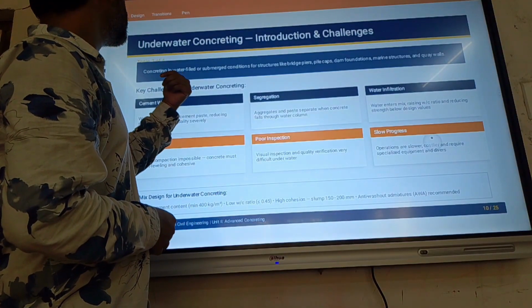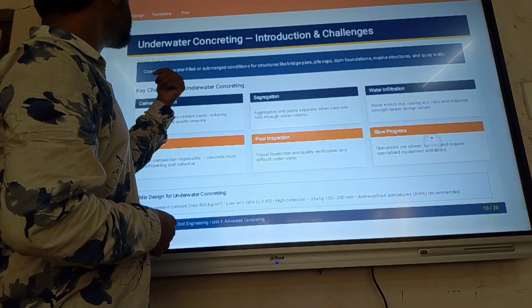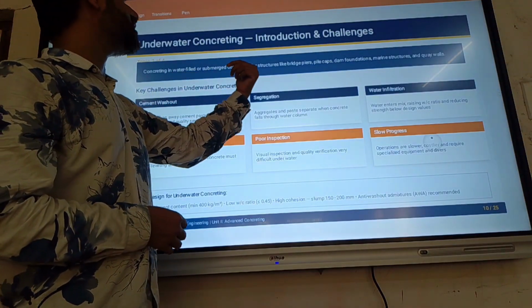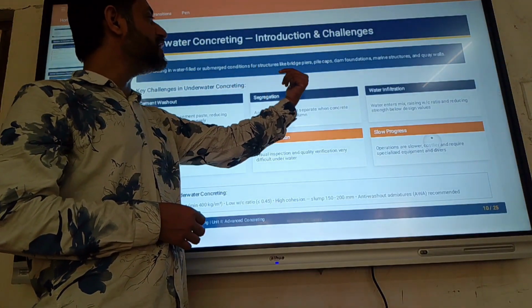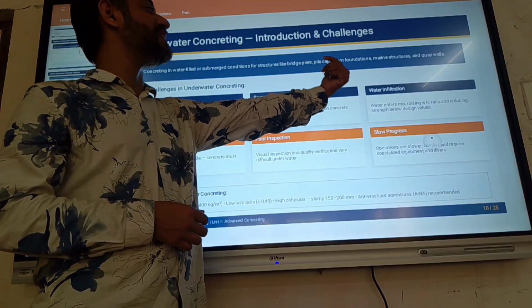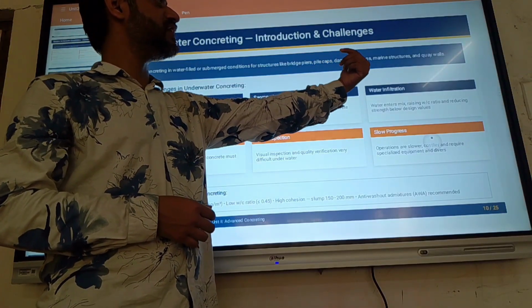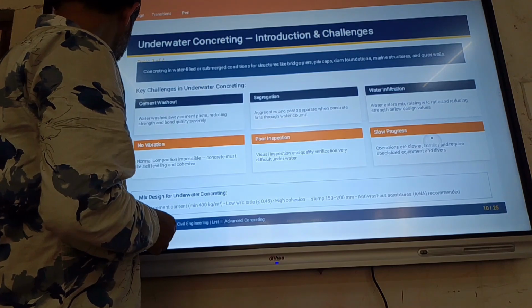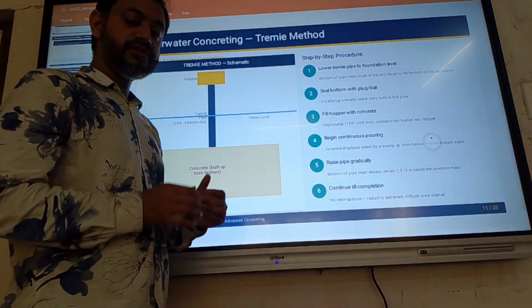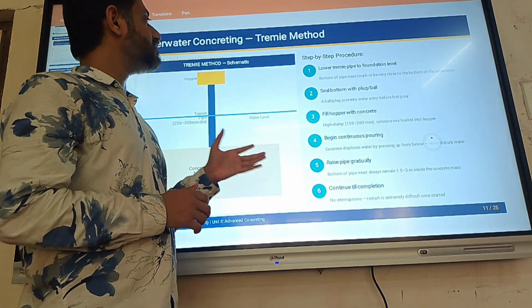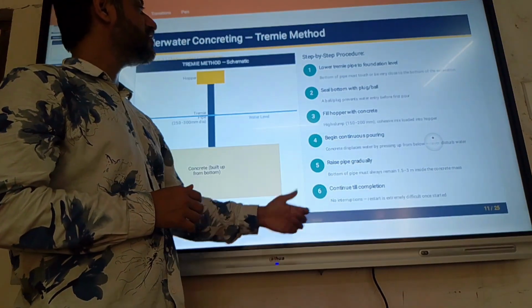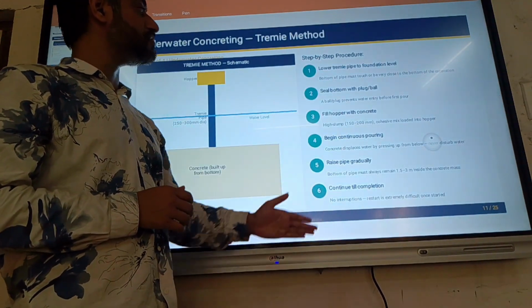So already I have told you that underwater concreting is nothing but the concreting in water filled or submerged conditions for structures like bridges, piers, piling caps, dam foundation, marine structures and quay walls. So this is one of the most important methods of underwater concreting. It's called the tremie method. So this is the step-by-step procedure.